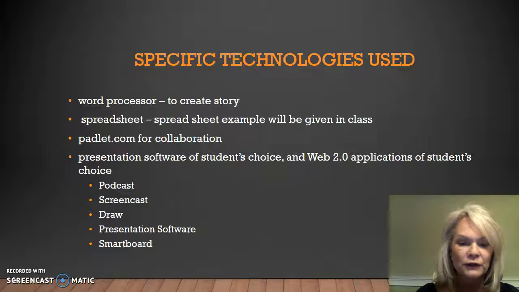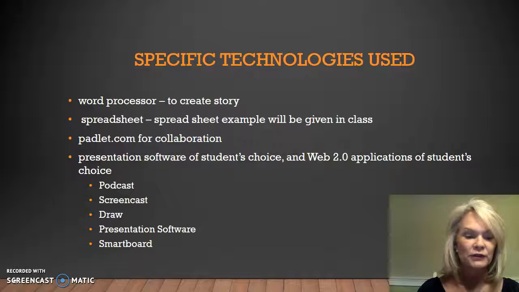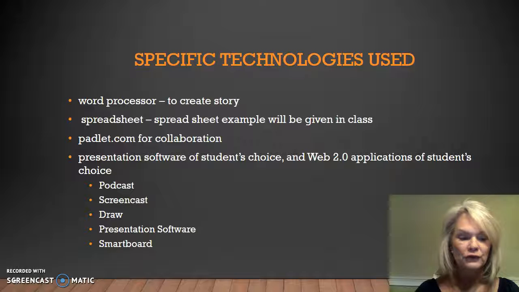Presentation software of students' choice and Web 2.0 applications of students' choice will be used to present their project. They can do a podcast, a screencast. They can use Draw software, any presentation software that they want to present their project using. And of course, we'll use the Smartboard during instruction of the unit and also when they're presenting their projects.